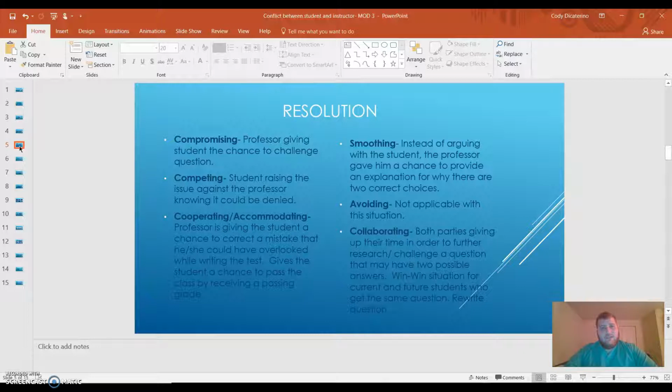So you can actually get the question pushed away or sent out of the future testing, or you can have the question rewritten with only one correct answer, or it can become a multiple choice or a select all. It's up to the professor's discretion.